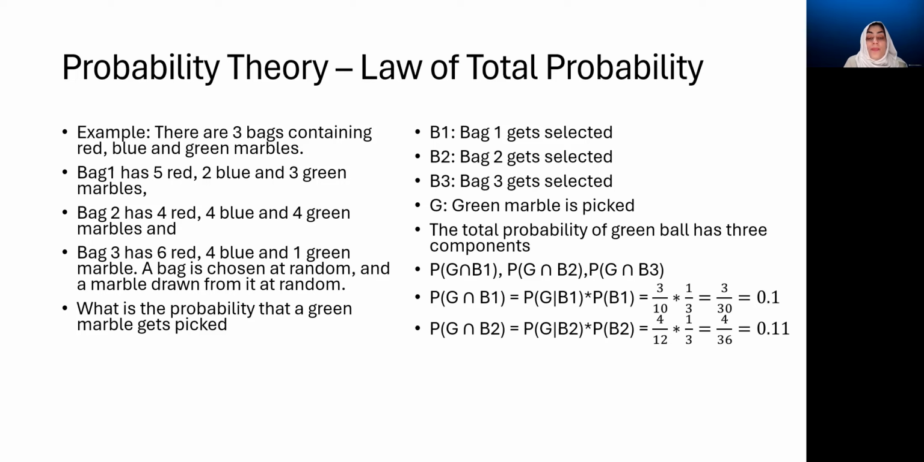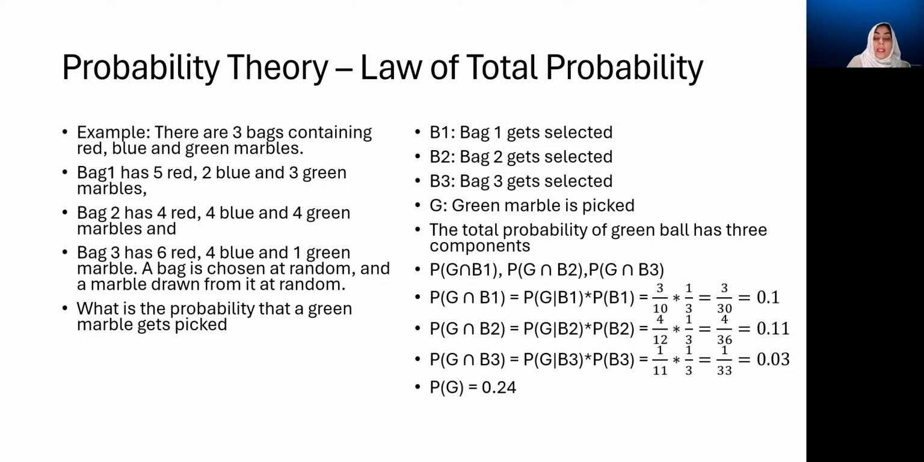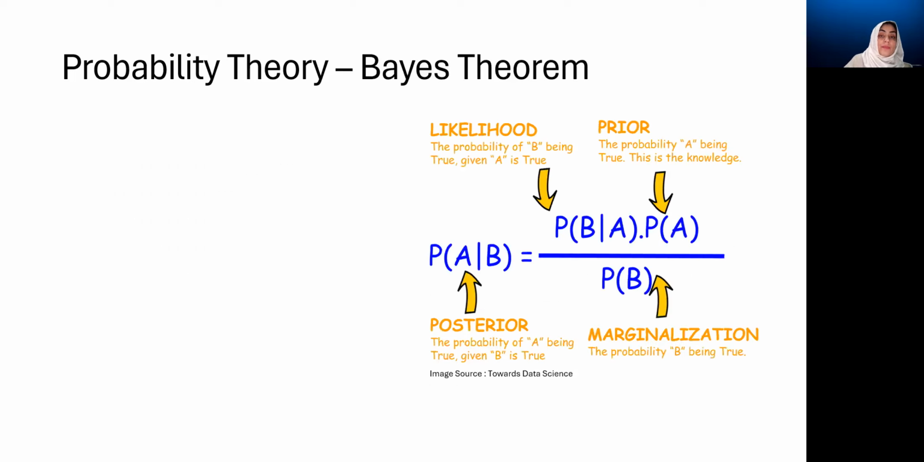Then we compute the probability of the intersection of G and B2, and we get this value 0.11, and similarly for B3, we get the value 0.03. Now, in order to compute the probability of the green ball, we just need to add up all of these probabilities, which is 0.1 plus 0.11 plus 0.03, and we get this value, which is 0.24. So there is a 24% chance that a green ball will be selected.